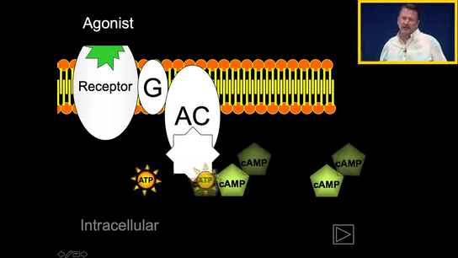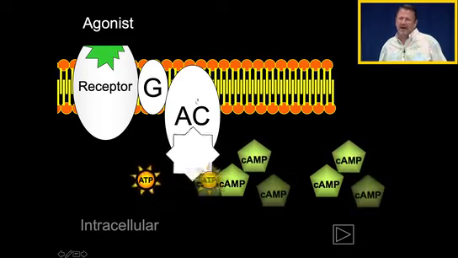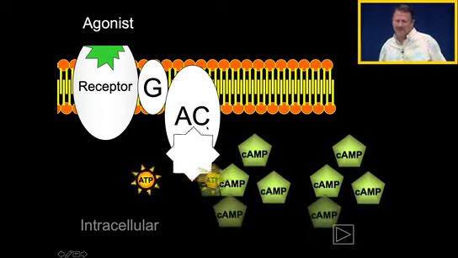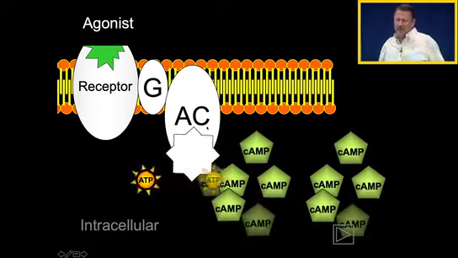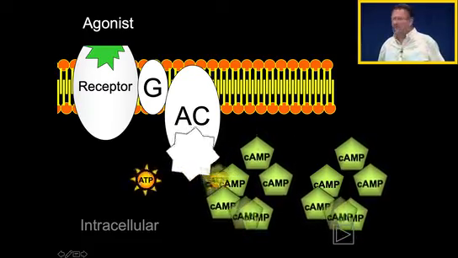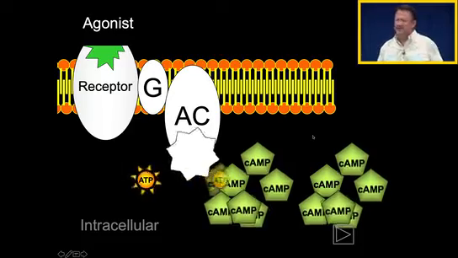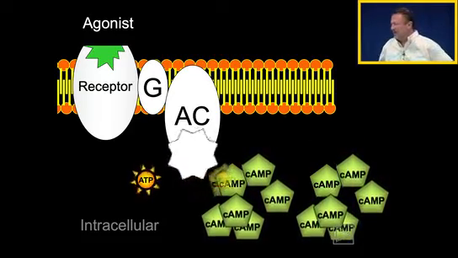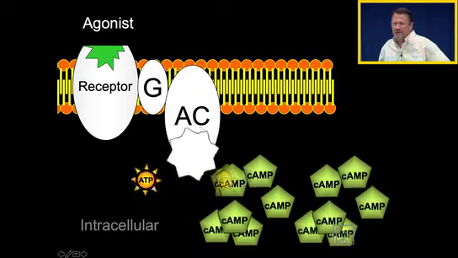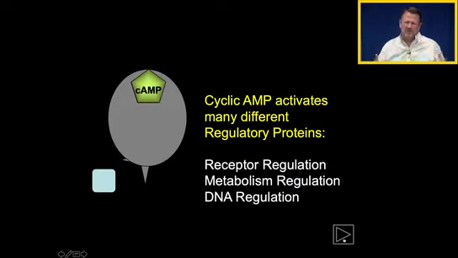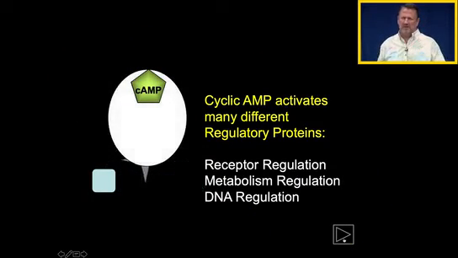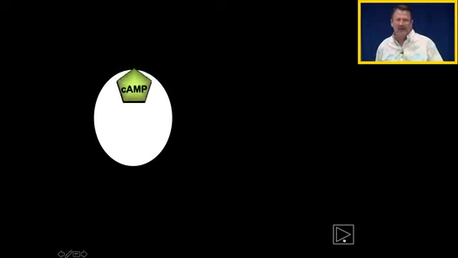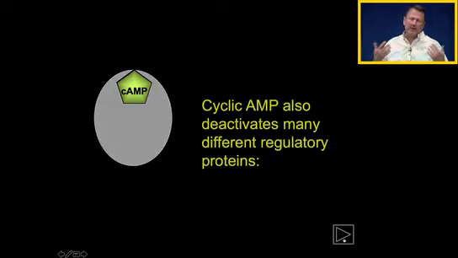Some kind of chemical signal outside of the cell activates the cyclic enzyme inside of the cell, causing an increase in cyclic nucleotide second messengers. And this increase of that chemical signal causes all sorts of changes to occur in the body with receptor regulation, metabolism regulation, DNA regulation, and it can activate or deactivate any of those receptors. And so it gets really complicated.